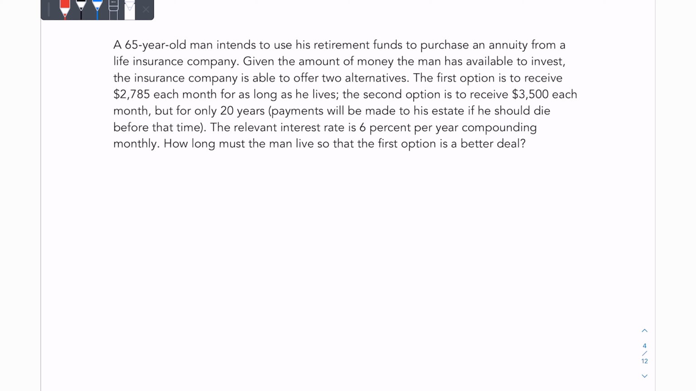The relevant interest rate is 6% per year, compounding monthly. How long must the man live for the first option to be the better deal?